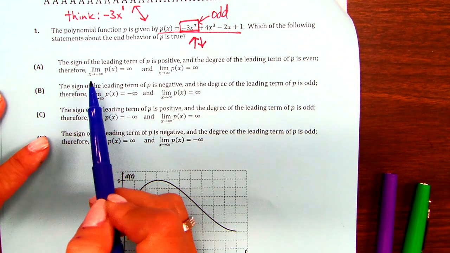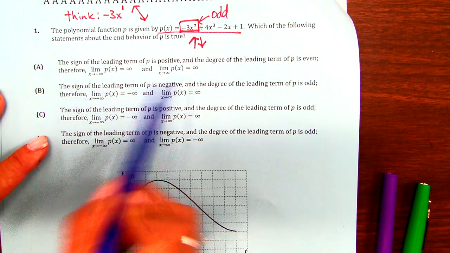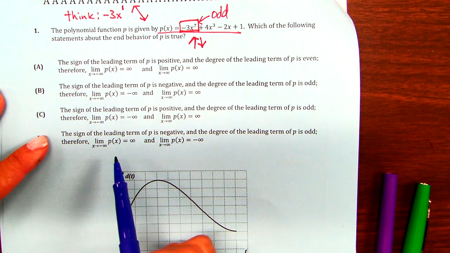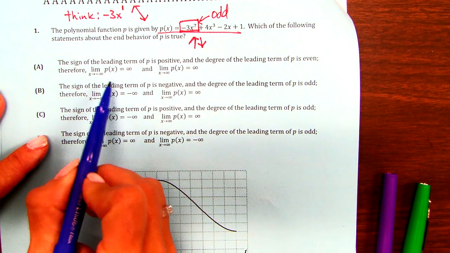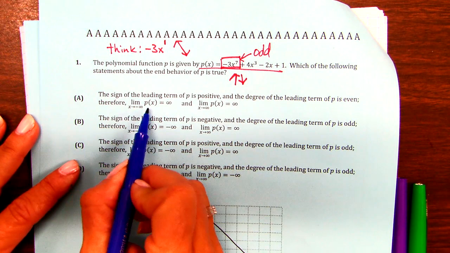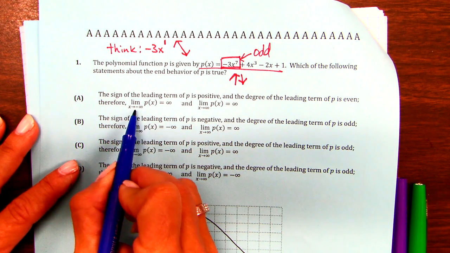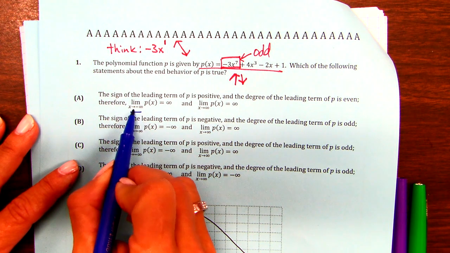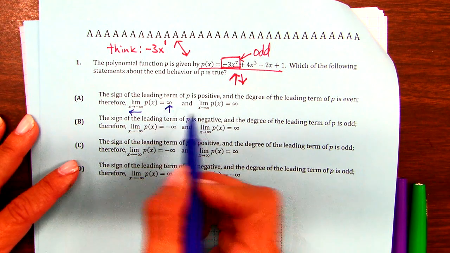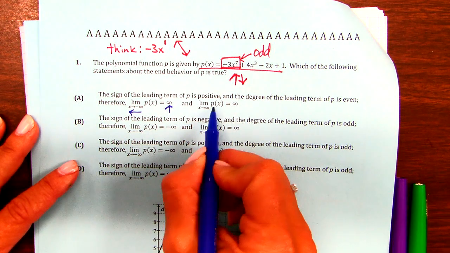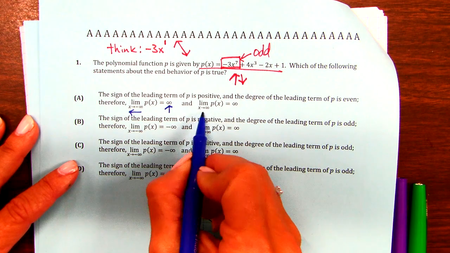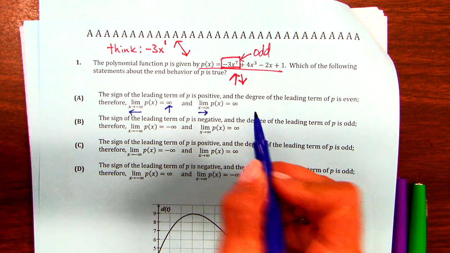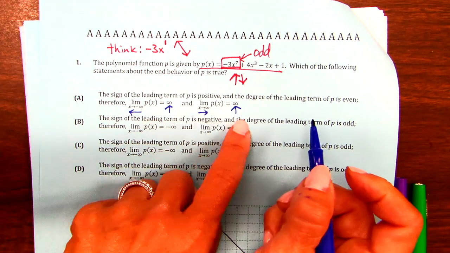Okay, so let's remind ourselves how to read the limit notation. Let me give you an example, example A here. The limit of the function p of x as x approaches negative infinity, so that's going to the left, our y values are going up towards positive infinity. The limit of the function as x approaches positive infinity, which is to the right, is also going up. So that's the same in behavior.